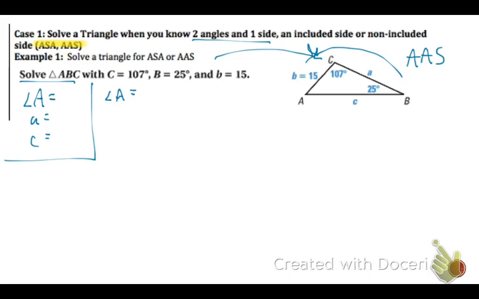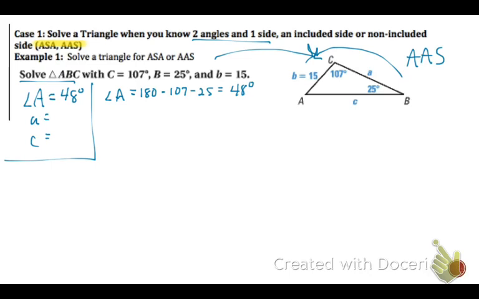Now, angle A is easy to find, so I'm going to start there. I can just subtract off the other two angles. You can do that real quick, and you should get 48 degrees. Now the next thing I'm going to find is side A.